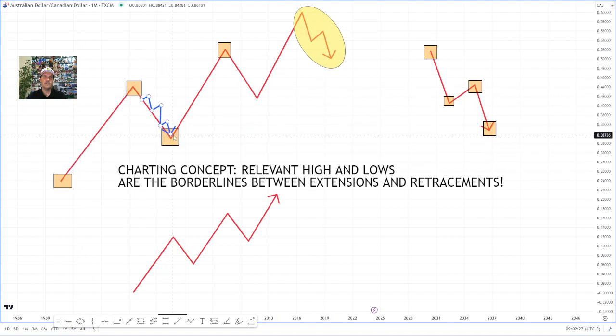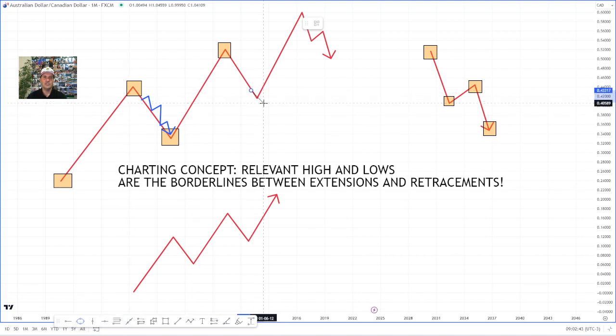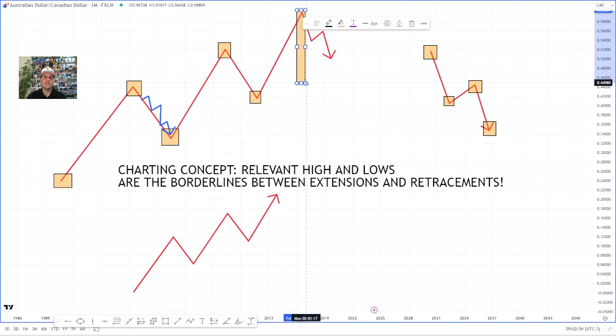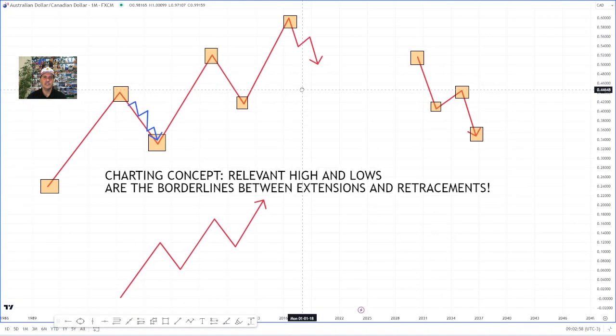Straight line, straight line, straight line, straight line, straight line. And then you have two lower lows, two lower highs. Those circled highs, I mean the first one is still a rectangle, this is still relevant. This is still a relevant low. This is still a relevant high.